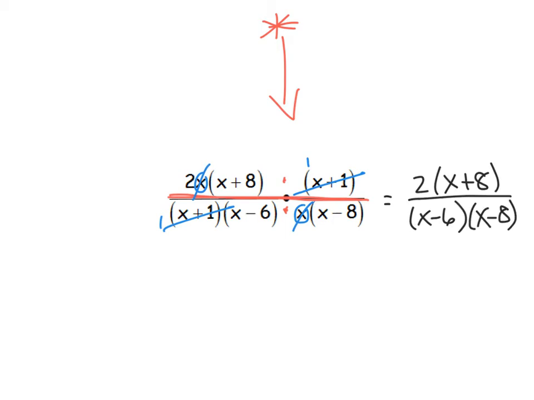Again, unless we can cancel out an entire factor, we cannot cancel. So we are done. This is our final answer here. We can't cancel these 8s because they are terms. We can't simplify this 2 with this 6, for example, because 6 is a term of a binomial factor. So this is our simplified answer.